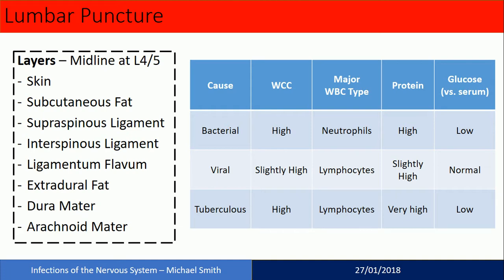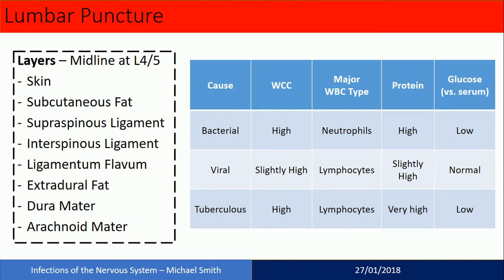This table shows in the different types of meningitis what differences you'd expect to see within the CSF. So you'd expect to see a raised white cell count in all the different types, and this is due to the immune response that's being mounted. Bacterial infections typically cause a neutrophil response, whereas viral cause a lymphocyte response, as does tuberculosis.